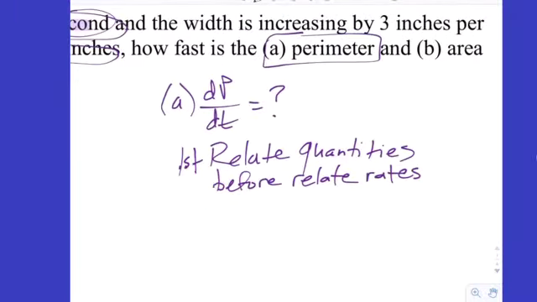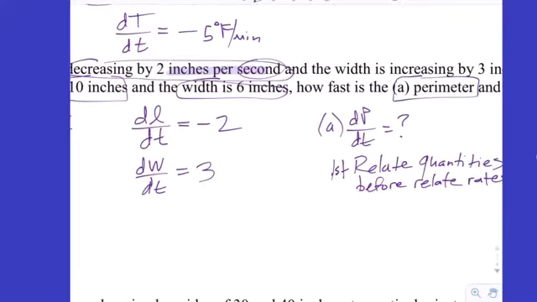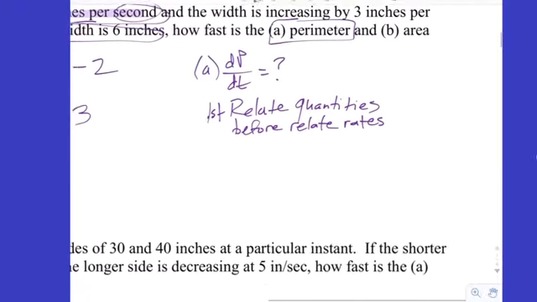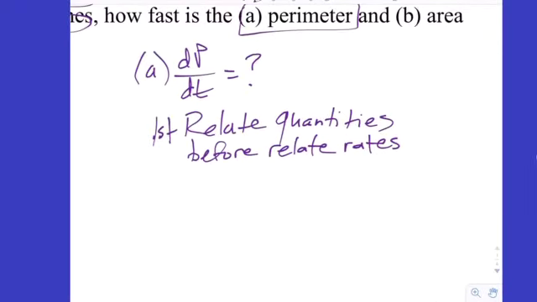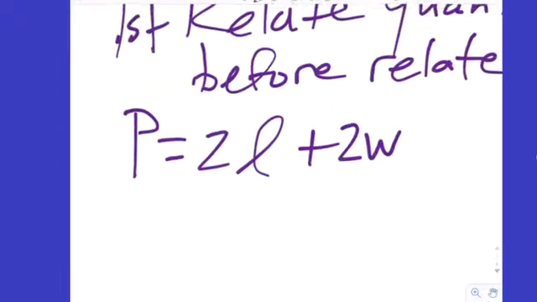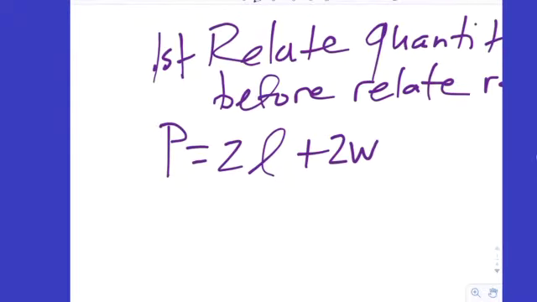All right, so here we go. In a rectangle, the quantities are perimeter, length, and width. Does anyone know how we can relate the perimeter to the length and width of a rectangle? P equals 2L plus 2W. Brilliant. I like that. So this is kind of like what we did in optimization. We had to write our own equation. We just wrote our own equation right there. But we're not trying to optimize that.